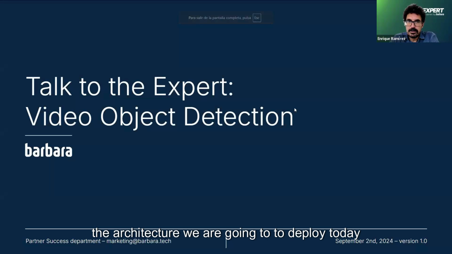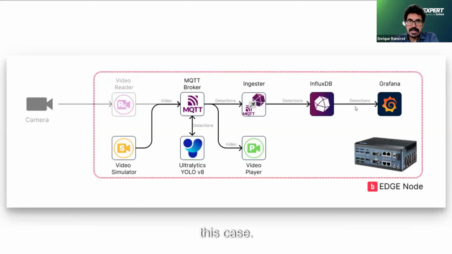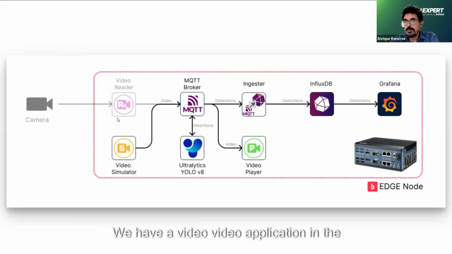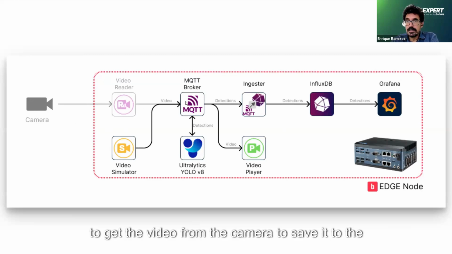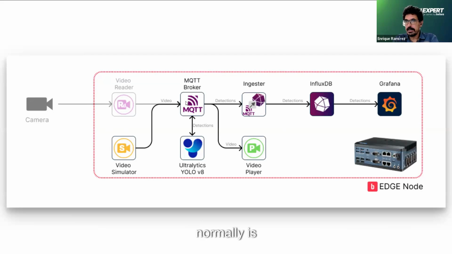I would like to show you the architecture we are going to deploy today for this case. As I mentioned, normally you have a real camera connected to an edge node. We have a video reader application in the Barbara marketplace to get the video from the camera and send it to the communication backbone, which normally is an MQTT broker or something like that. But today we are going to use this video simulator. We will send the video to the broker. We will also deploy a video player that we will use to visualize the images from the node.